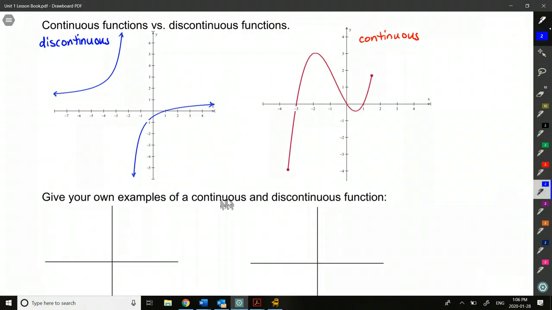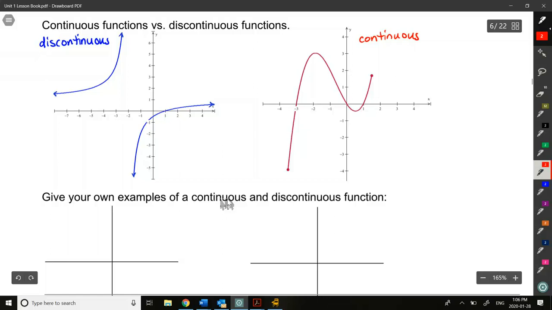Cameron, what do you think? I think maybe the red one's continuous because it actually continues to the end. So you think the red one is continuous because, sorry, say that one more time. It ends at a certain point, so it's continuous. It continues to the end. It continues to the end, maybe, kind of.